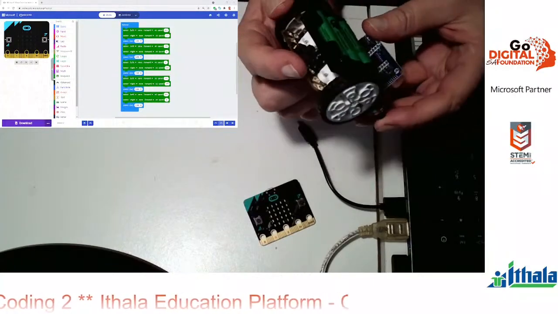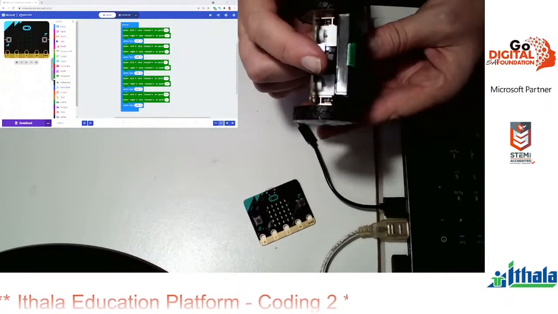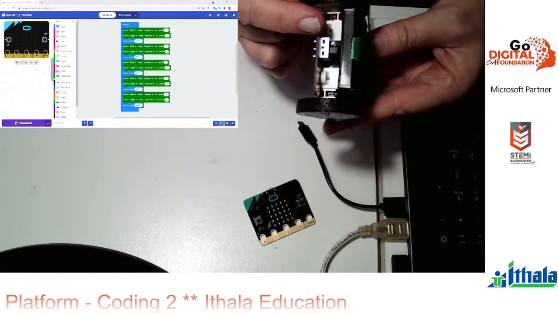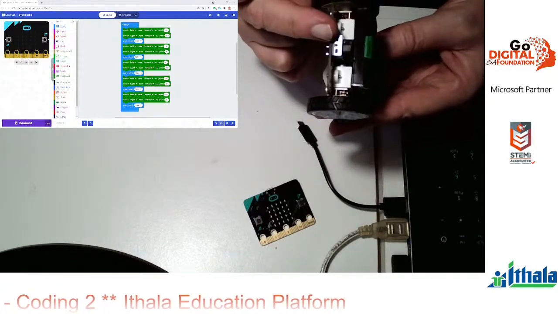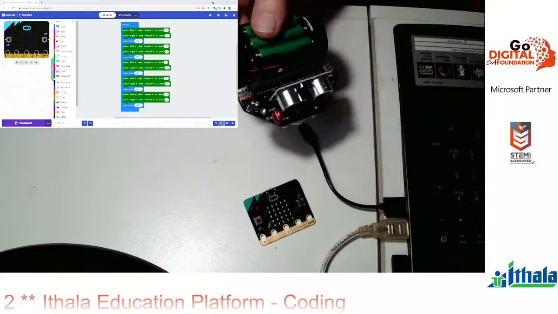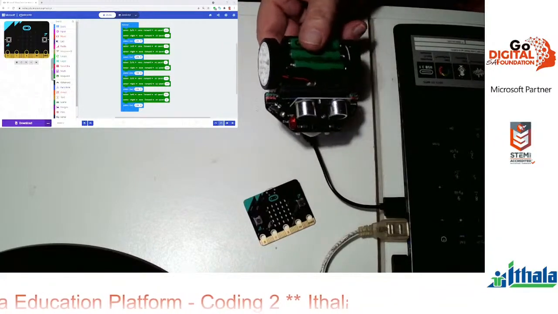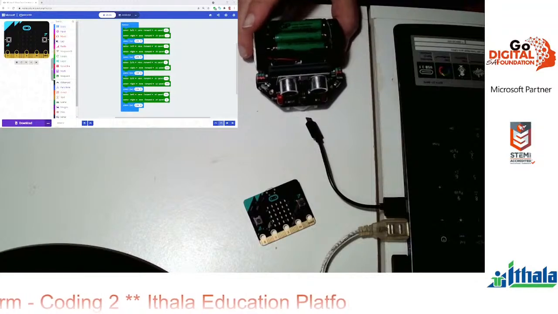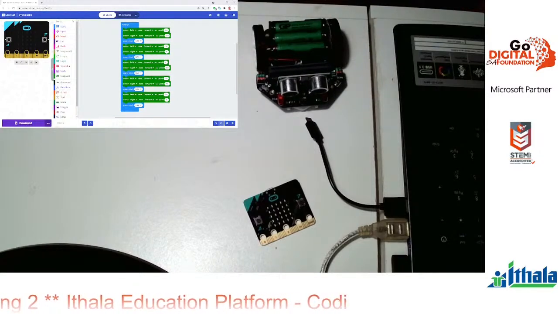The right wheel is connected to a motor, and the left wheel is connected to a motor. So we're going to control these two motors to make it go straight, or turn left, or turn right. So let's start by downloading the program to the microbit.